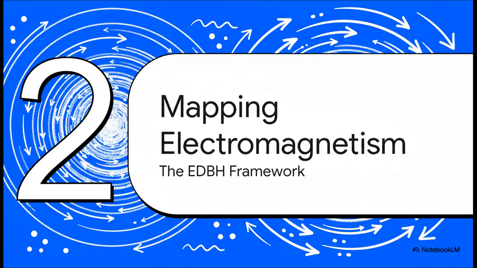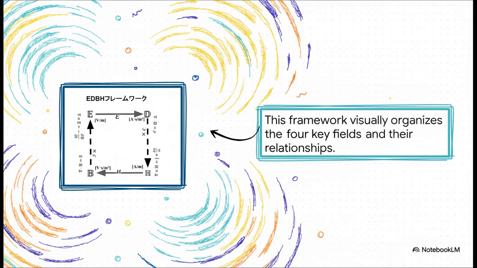So, with that in mind, let's go back to our map and see how this all builds up into the complete picture. We can organize all of electromagnetism into a really neat structure called the EDBH-framework. And here it is. This is our map. This awesome diagram connects the four essential fields in electromagnetism.